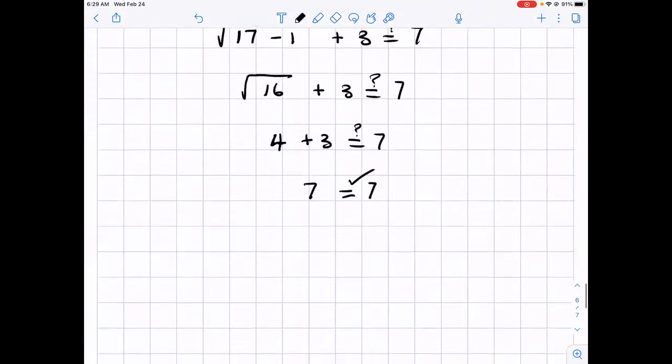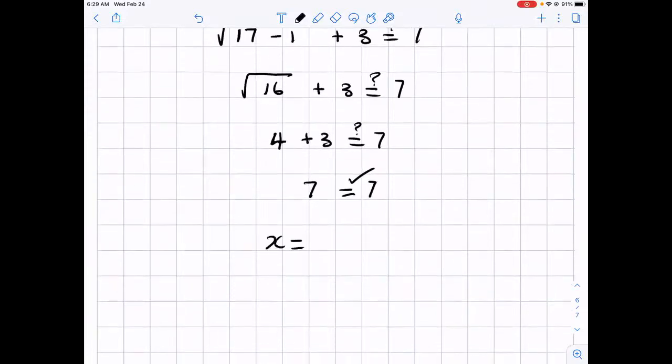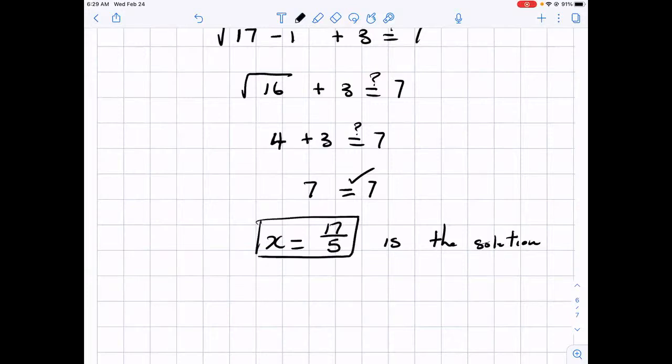Okay. So x equals 17 over 5 is the solution. Once it checked, that's my solution. That's 17 over 5. So here, that's my solution because it checked. Okay, very important.